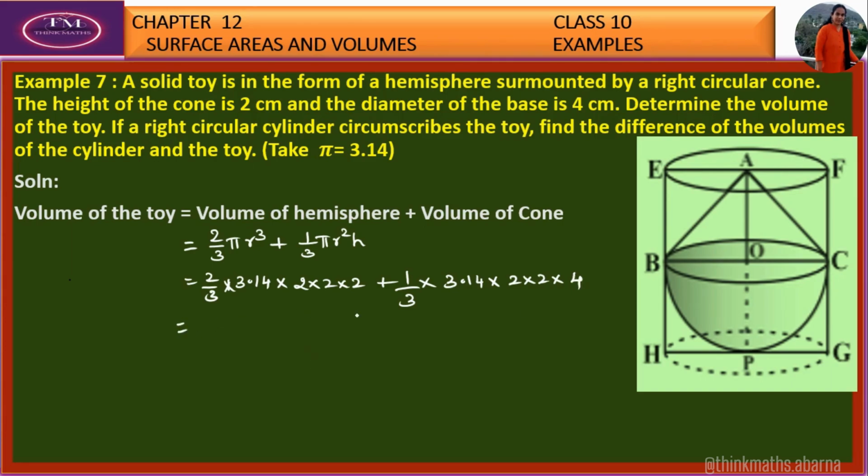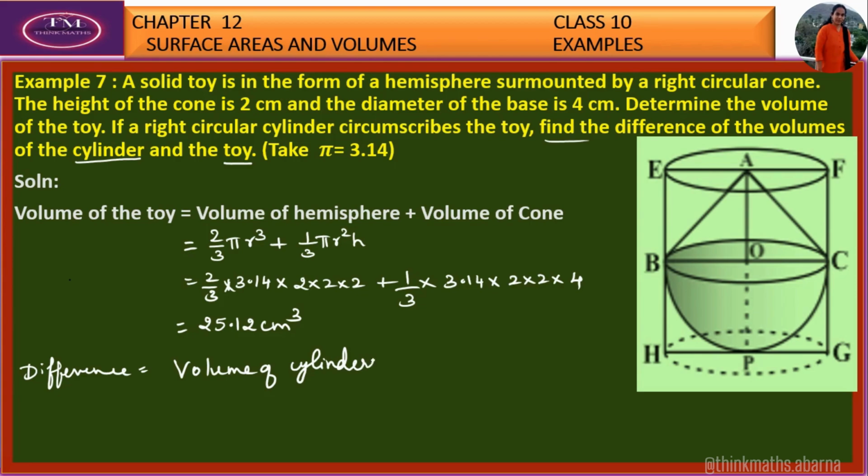So if you calculate this value, you can get 25.12. I hope you are all good in calculation. So it is 25.12 centimeter cube. So this is the volume of the toy. Now what do we have to find? We have to find the difference between the volume of the cylinder and the toy. So from the volume of the cylinder, we have to remove the volume of the toy.